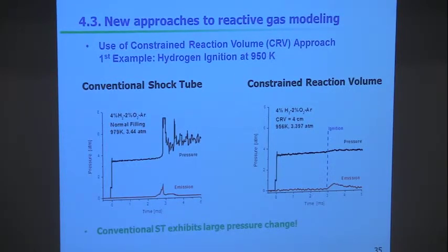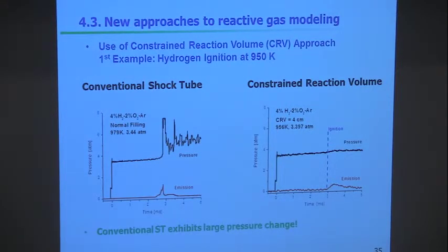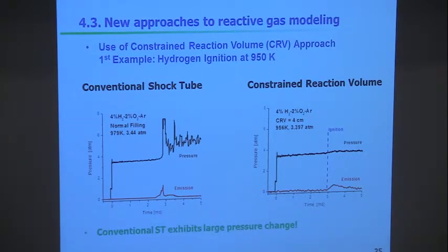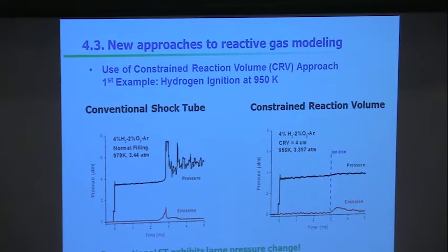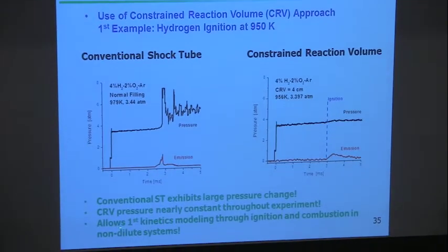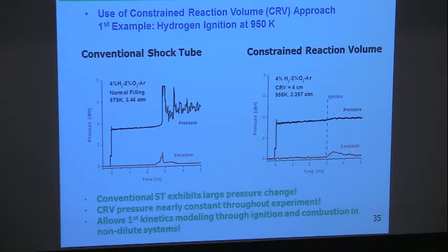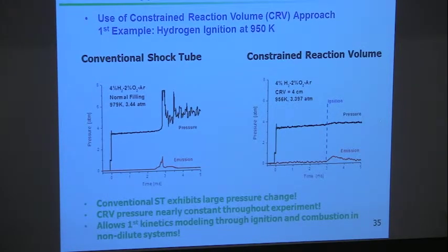Why? Because the diameter is big enough that it's relieving itself axially. This is starting to burn. As long as it's burning halfway slowly, the pressure can stay nearly constant. So it's not a perfect answer, but it's a way to allow better experiments and therefore better modeling and better knowledge of the chemistry. But this is the first, to my knowledge, the first time you could do kinetics modeling throughout the entire process, you can just keep modeling.